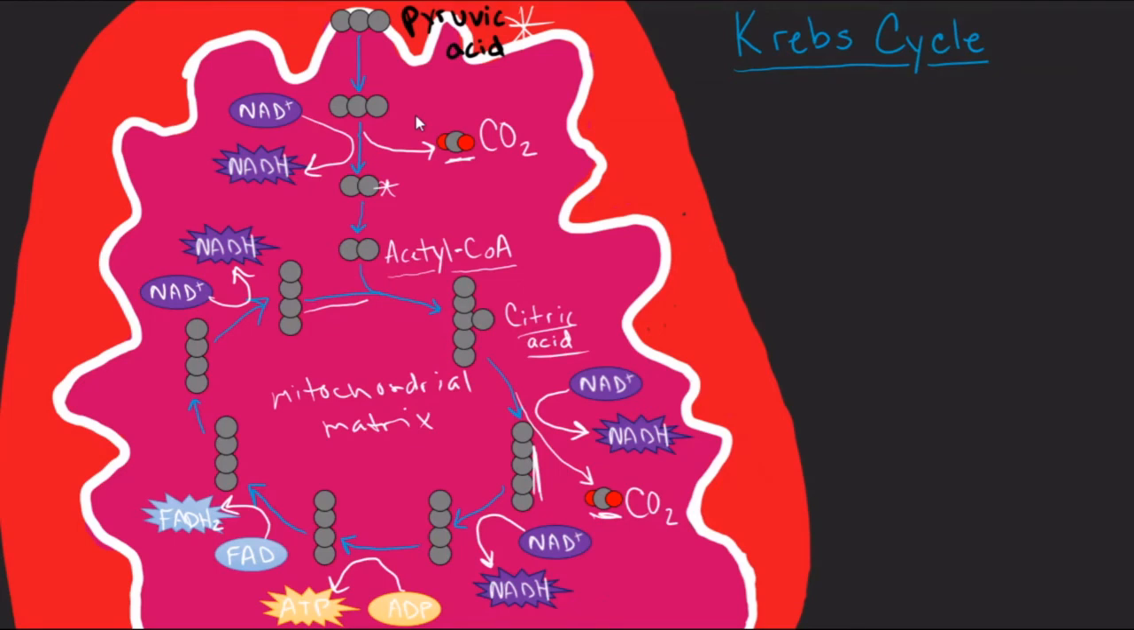And then that 4-carbon molecule will continue through this cycle, through these intermediate steps, until it eventually gets back to the original. It regenerates itself to the original 4-carbon molecule that we need to combine with acetyl-CoA. So it truly is a cycle.